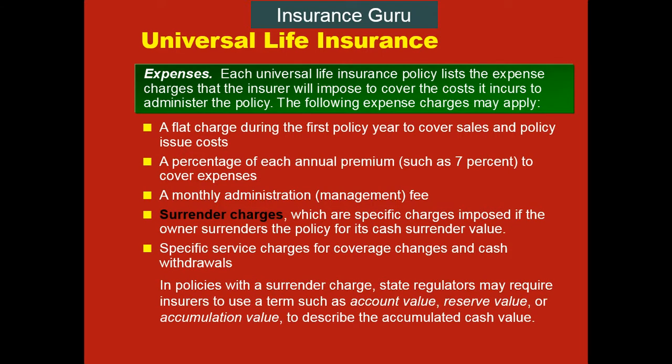Third one is expenses. Each universal life insurance policy lists the expense charges that the insurer will impose to cover the cost incurred to administer the policy. The following expense charges may apply: flat charge, some percentage of annual premium, management fee, surrender charge, service charge.